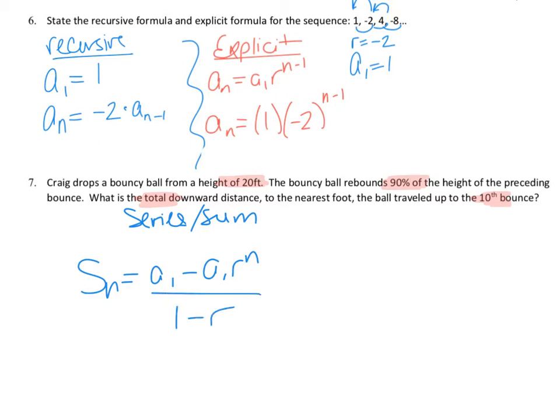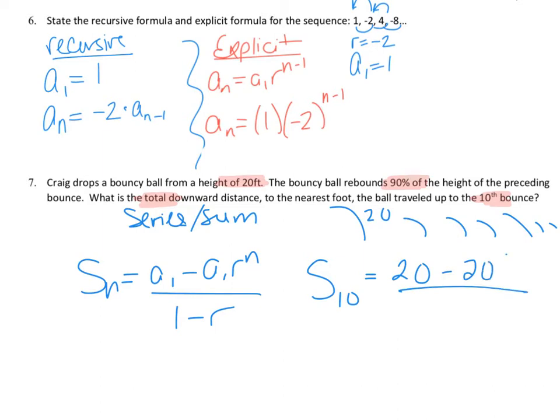Okay, I'm going to plug in. So the sum of 10 bounces, A1 is 20, because we're dropping from 20 feet. So there's 20 feet, and then it's going to drop again, then it's going to drop again, until it gets smaller and smaller, the bouncy ball. Okay, so 20 times 1 minus 0.9 to the 10th, where r is 0.9, over 1 minus 0.9. Just type that into your calculator, and then you want the nearest foot. I'm just typing into my calculator now.